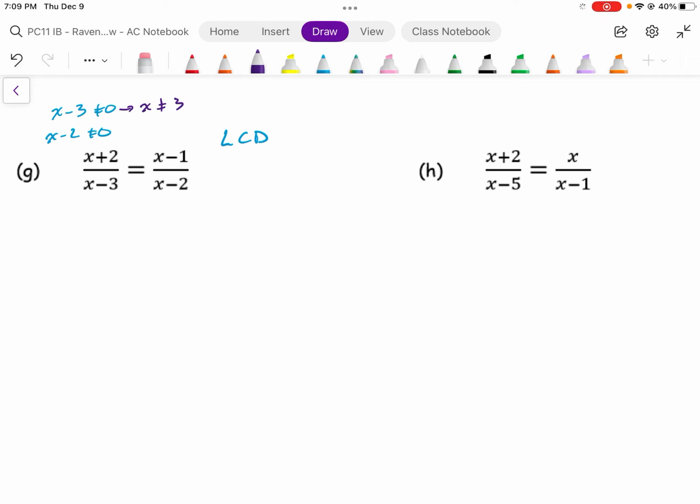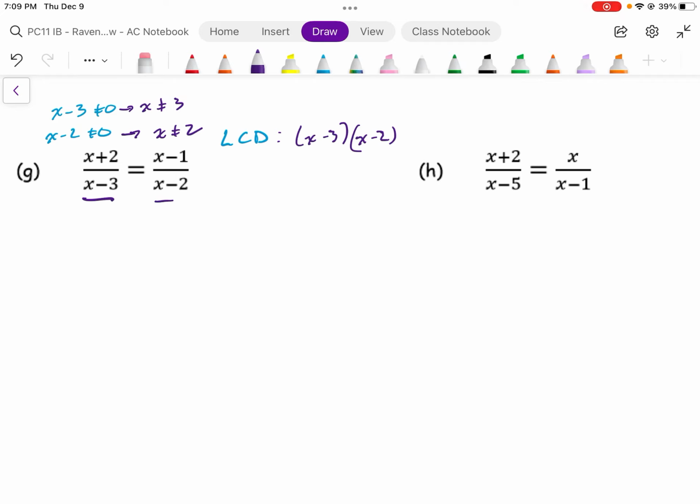So x can't be equal to positive 3. And for that second restriction, x minus 2 can't be equal to 0. Well, that happens when x is equal to 2. So x can't be equal to 2. There we are. Now I look at my lowest common denominator. My lowest common denominator is actually this factor. Well, it has to include the factor x minus 3, and it also has to include the factor x minus 2. Those are distinct factors, so totally different factors.